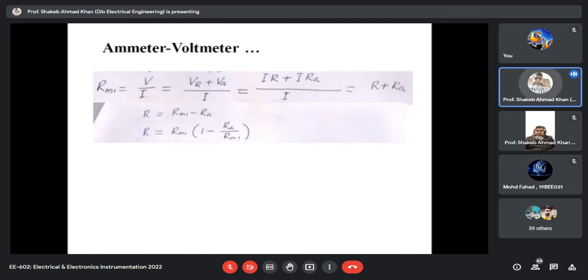So I try to write it like this. Measurement value of the resistance is V upon I, where VR is the voltage across the unknown resistance, and VA is the voltage across the ammeter. Since the ammeter and resistance are connected in series, they carry the same amount of current. So the voltage across the resistance is I into R, and the voltage across the ammeter resistance is I into RA.